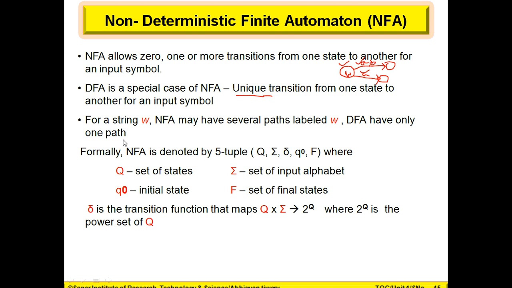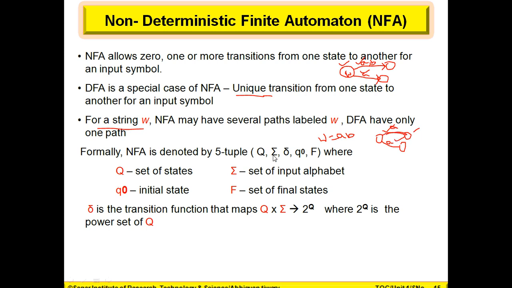So, unique transition. And for a string W, an NFA may have several paths. A string W can be a combination of alphabets. Let's suppose W equals AB, we have two alphabets. From a state it is clearly visible above also that for A we can move to more than one place, so it is obvious that we have more than one path. And in a DFA we have a single dedicated path for a single input.